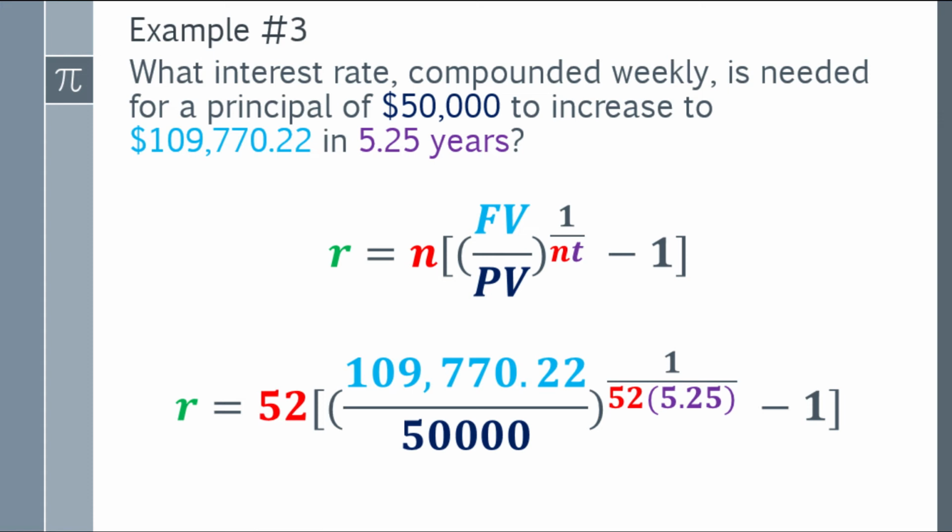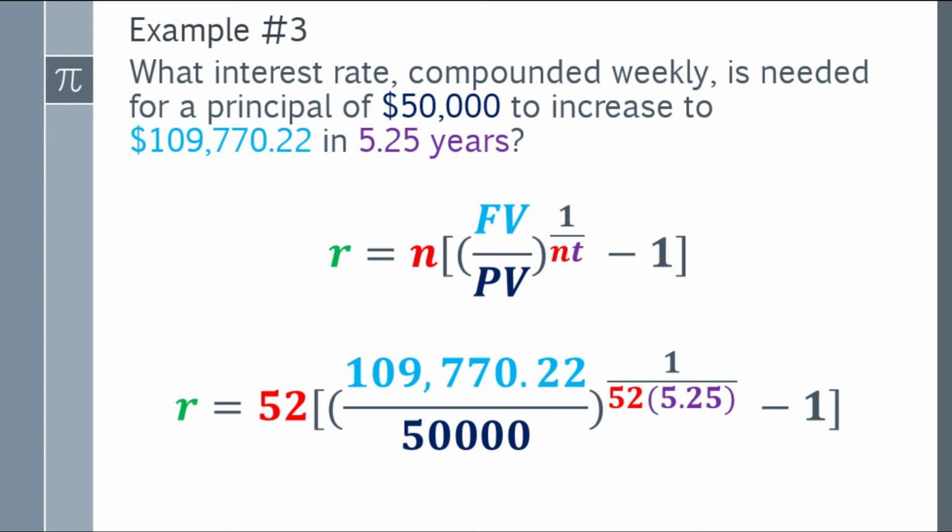And let's not forget the n on the left. Our n is 52. Why? Because it's compounded weekly. Alright, the next step is the exponent. Our exponent is 1 over n times t. Our n is 52 and our time will be 5.25 years. So, that will be 1 over 52 times 5.25. And let's put the minus 1.